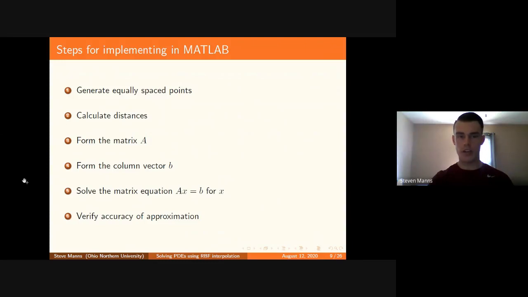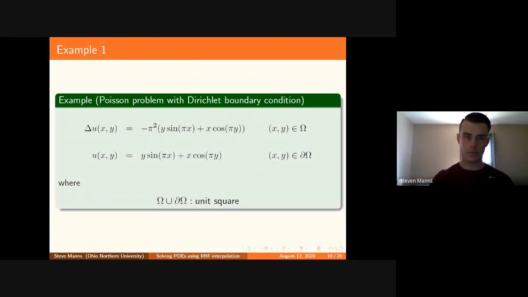Fourth, we'll form the column vector B using the known functions on the right-hand side of the PDE and boundary condition. Fifth, we will solve the matrix equation AX equals B for the unknown coefficients X vector. And sixth, we'll verify the accuracy of our approximation using the root mean square error.